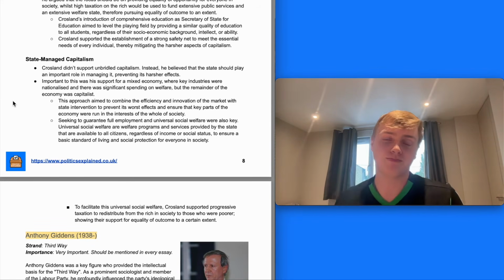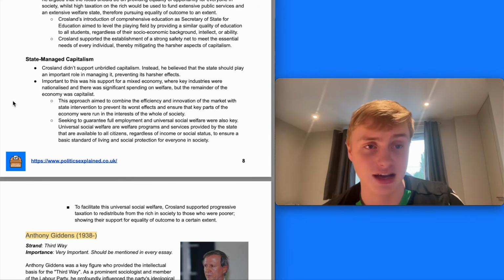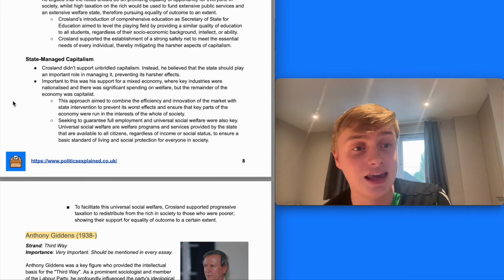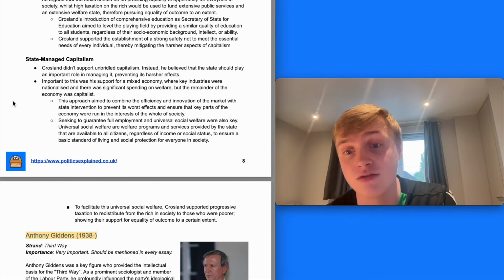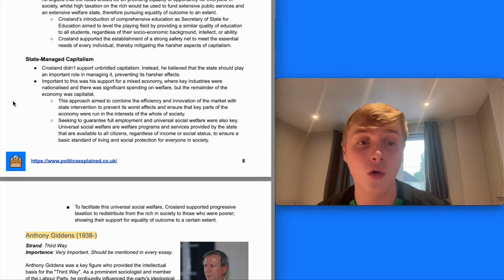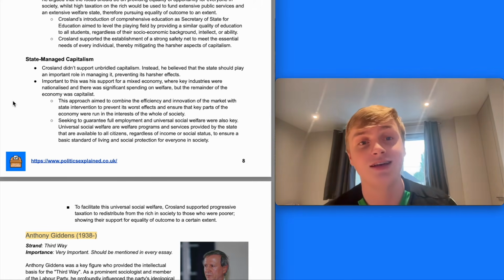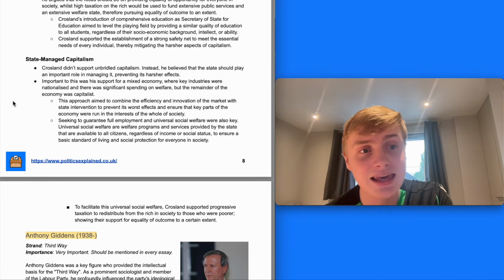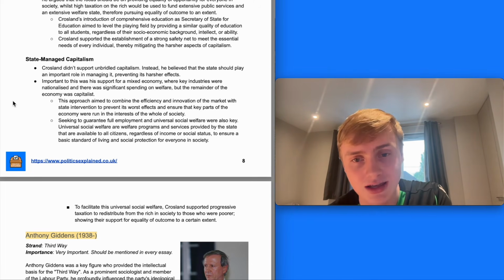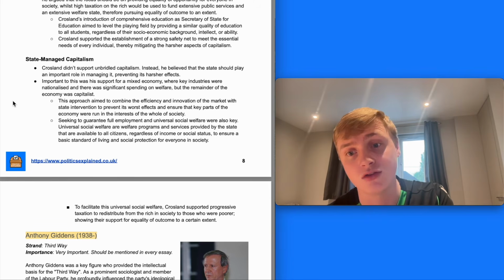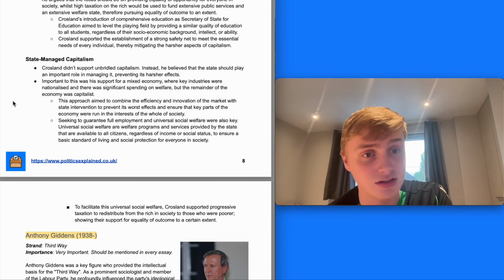And crucially, he believed in state-managed capitalism. He didn't believe in just leaving capitalism alone. He believed the state should play a key role in managing it. And that's first off with Keynesianism, which we talked about, but also really important is the idea of a mixed economy, where key industries are nationalised and therefore run in the interest of everyone, reflecting the socialist belief in collectivism.